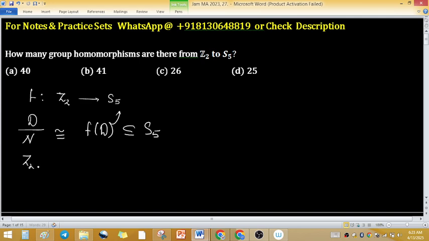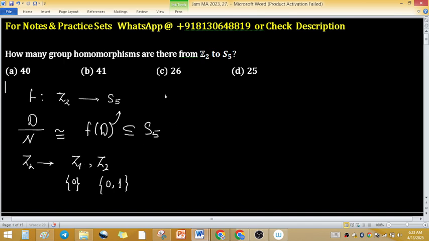For Z2, there are two normal subgroups. One is Z1, and the other is Z2 itself. These two are the only normal subgroups. Z1 means the trivial subgroup, and Z2 has elements 0 and 1. So this is the structure.